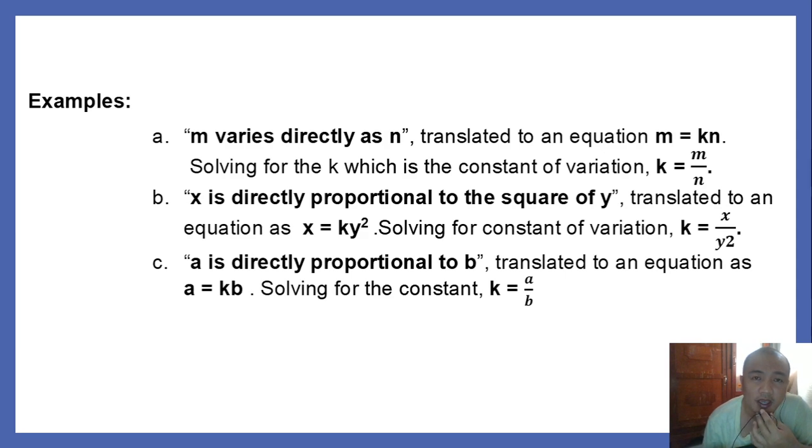How about b? x is directly proportional to the square of y. Translated to an equation, x equals ky squared. So this is an example of direct square variation. For k, we just divide x by y squared. Another: a is directly proportional to b. So the equation is a equals kb. Solving for the constant, we have k equals a over b.